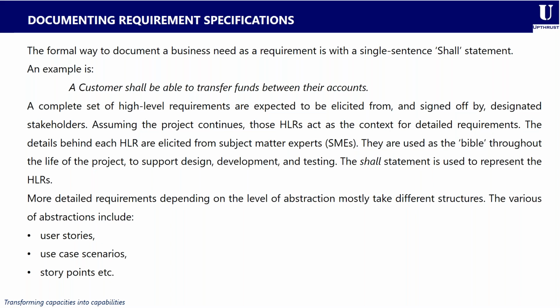As a BA, when you carry out your elicitation activities, you also need to ensure that when you elicit those requirements, you document them, and you also share those documents with stakeholders who have approval level, the stakeholders you actually captured the requirements from, for them to sign off on the requirements. So assuming the project continues, those high-level requirements act as the context for detailed requirements. And the details behind each of the high-level requirements are further elicited from subject matter experts, known as SMEs. And these details we've gotten from SMEs are then used as the Bible throughout the life cycle of the project in order to support the design, the development, and also testing.